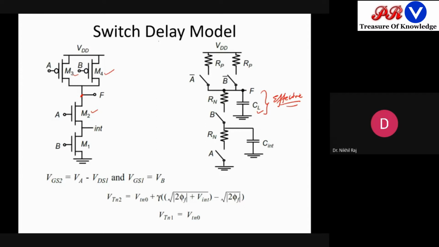But at the same time, since the upper transistors are connected to the power rail, whatever capacitance comes will come into the parallel connection, so we can add those capacitances. But at the intermediate node in the series connection, definitely some capacitance will come here also. That is represented by CINT. Fine. So this is the switch delay model of your NAND gate. Okay.